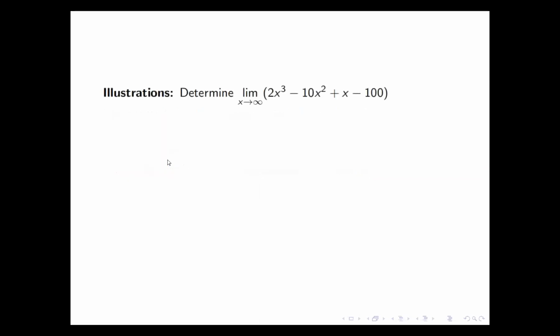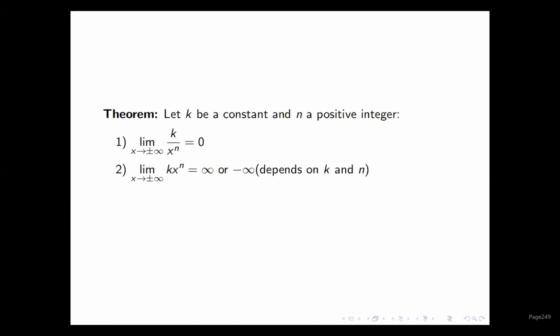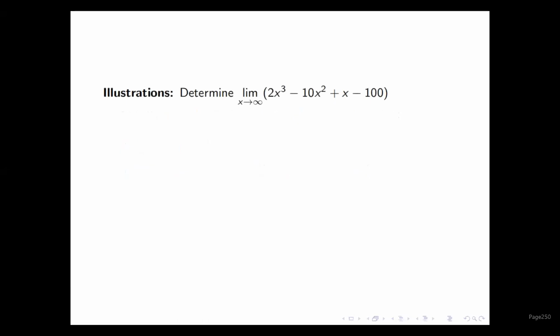So let's see that. How do we use those two results, or this theorem, to evaluate the following limits? So here we have another limit at infinity. The limit as x approaches infinity of this cubic polynomial. So let's apply the following technique to evaluate that.